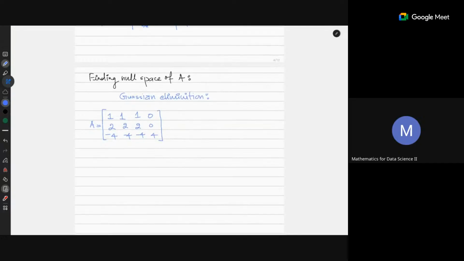All right, now let's find the null space of A. We have seen an example of a coefficient matrix. How do I find the solution set of the system of linear equations? It is the same, but instead of the system of linear equations, we just have the coefficient matrix. Just think of it in this way: we have the coefficient matrix, and now we need to find the solution set. All right. Now, how do I do that? R2 minus 2R1, and R3 plus 4R1.